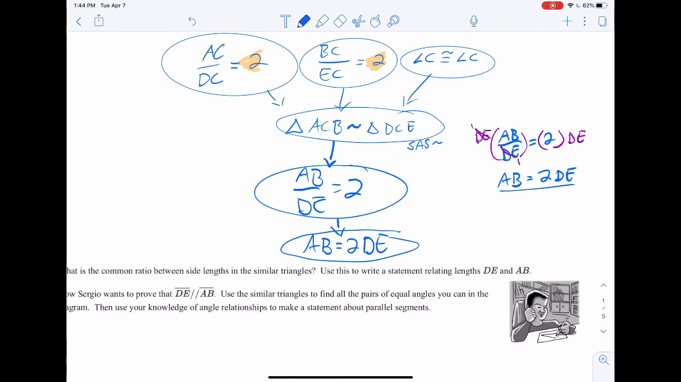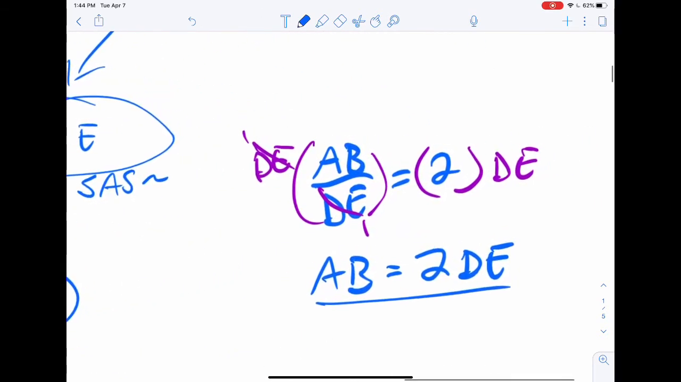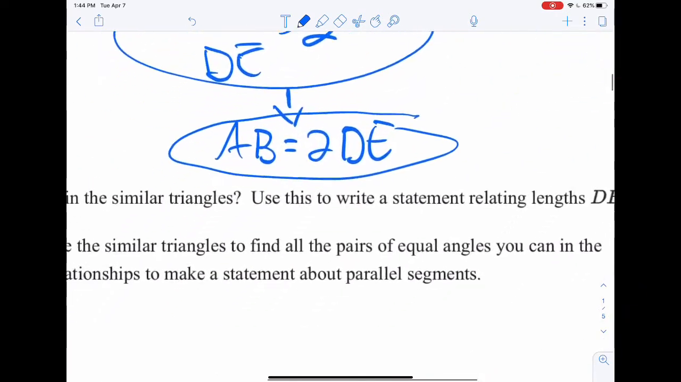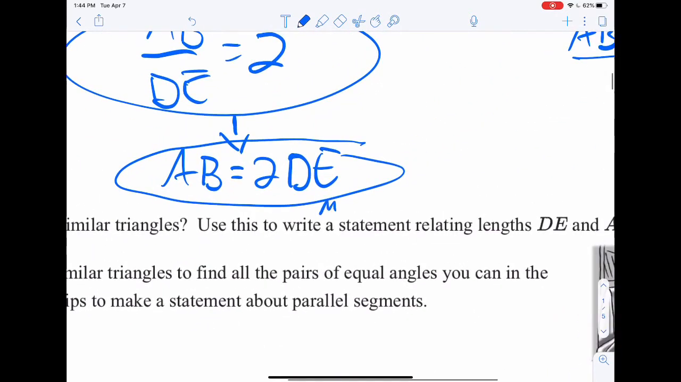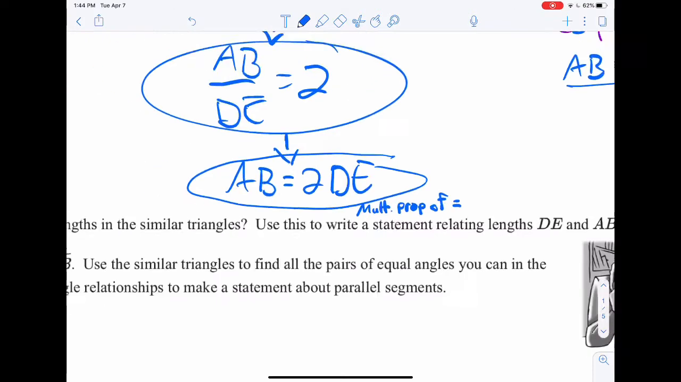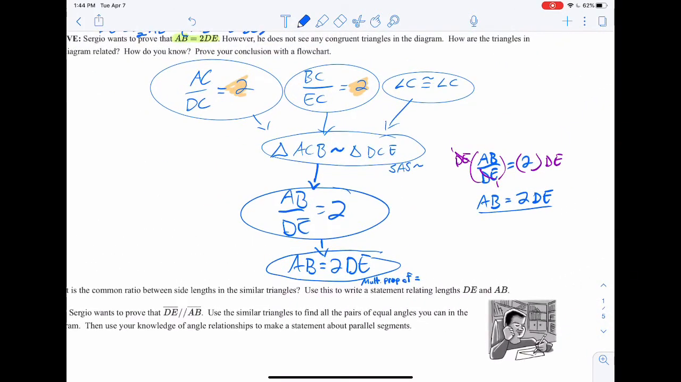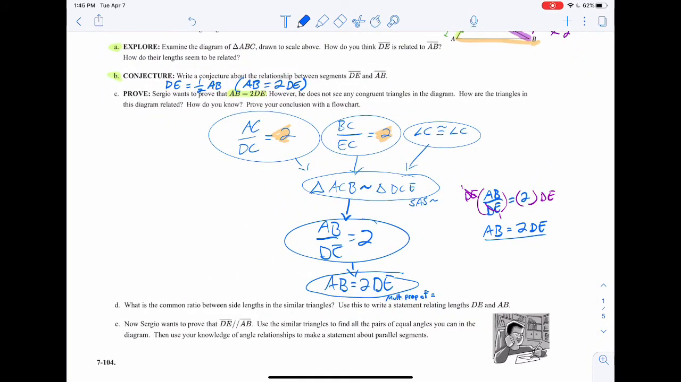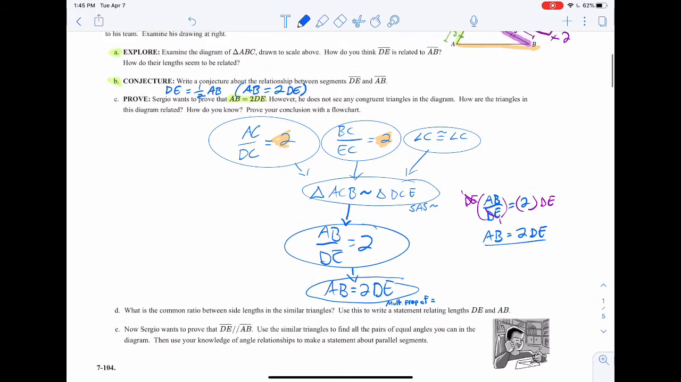If I gave a reason for that, what I did here, when you multiply both sides of an equation by something, that is the multiplication property of equality. I didn't write justification for the other bubbles, and in this case, that's okay. This is a good enough flowchart to prove our conjecture.